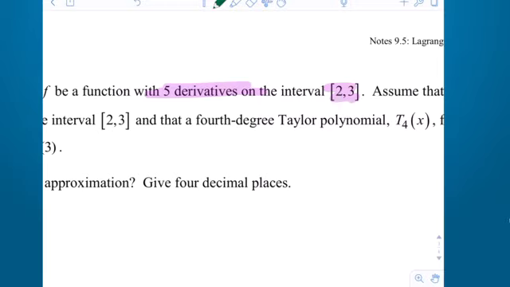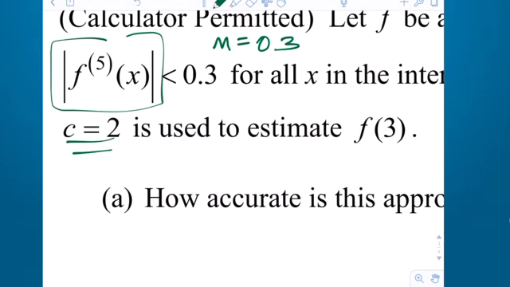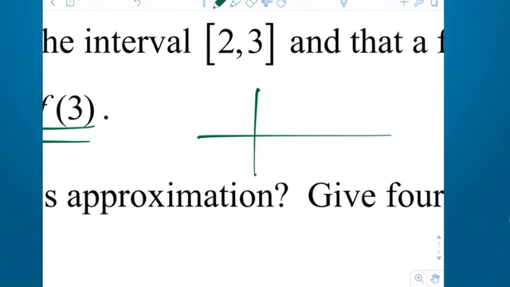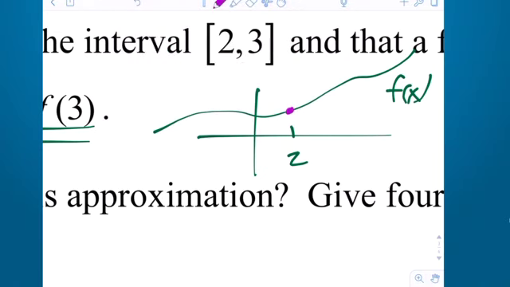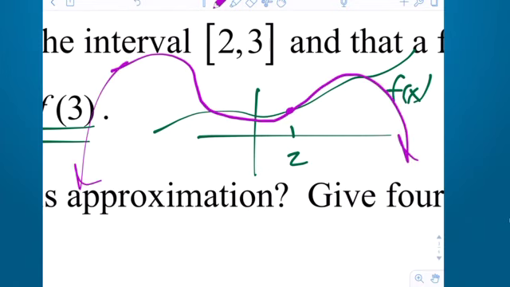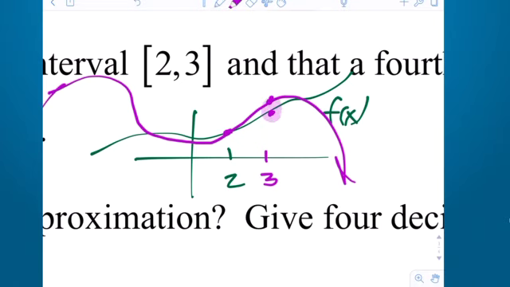And that a 4th degree Taylor polynomial, call it T sub 4 of x, centered at 2, is used to estimate the function at 3. So that's why it's important. Let's say we have x equals 2 right here, and we have some function f of x that looks like that. We are fitting a 4th degree Taylor polynomial, which, I can't even try to draw this, but let's say it looks something like that. At 2, it's going to be the same, but we're using the polynomial's value at 3 to approximate the actual function value at 3. And so the actual error is that right there.